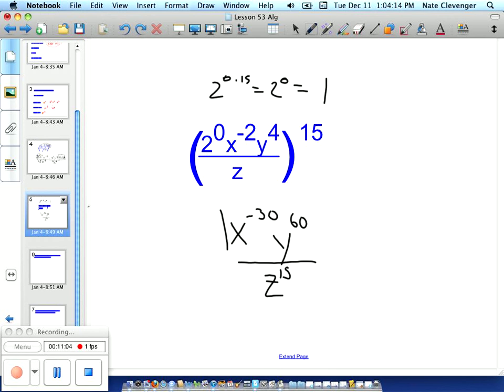Any other questions on that? It's the power theorem. We have an exponential to an exponent. Just multiply the exponents.